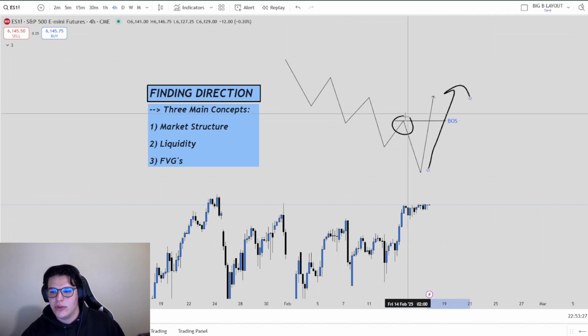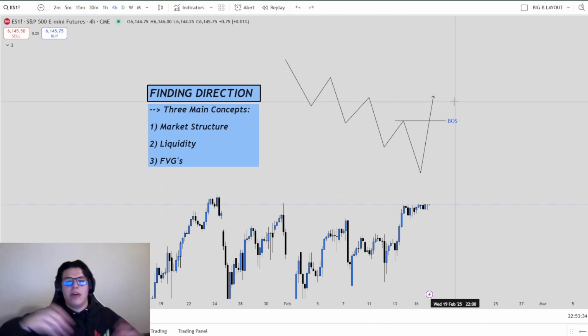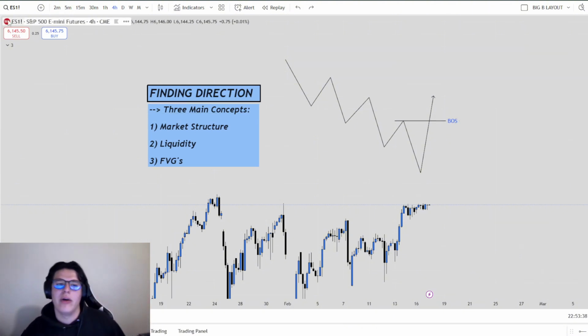This move is able to take out and close above this previous lower high, hence indicating a break of structure to the upside, because now the market is shifting in potential trend, which is how we actually go about identifying a break of structure and a potential reversal.